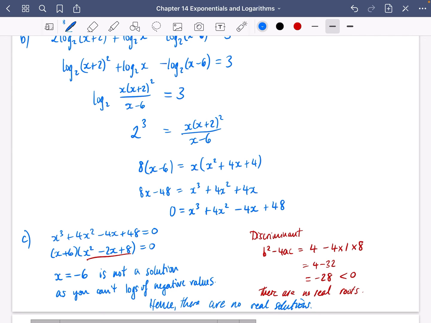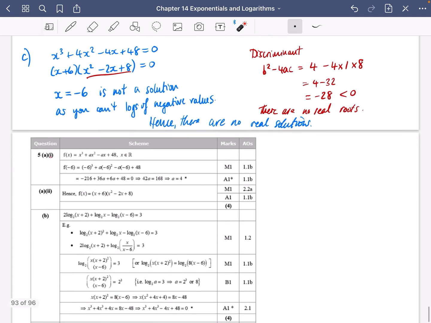And that's why there's 2 marks. One for this reason, that you can't put negatives into a log, and another one for the discriminant. Now you don't have to use the discriminant. You could try and do completing the square and show that it doesn't have a turning point, it doesn't cross the axis. But usually the discriminant is pretty much the quickest way to do this.